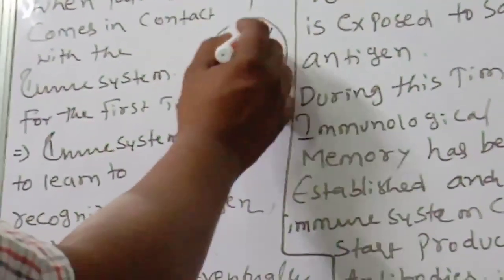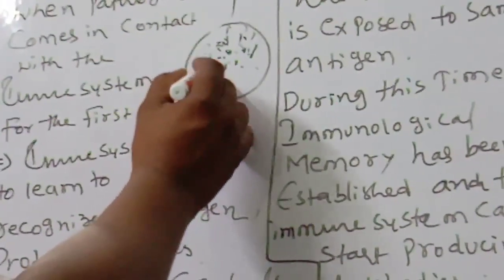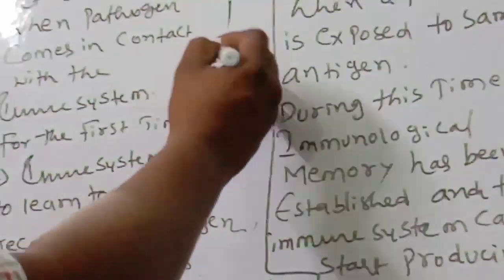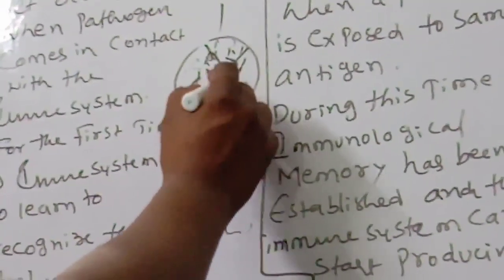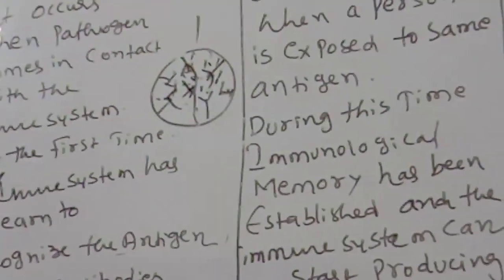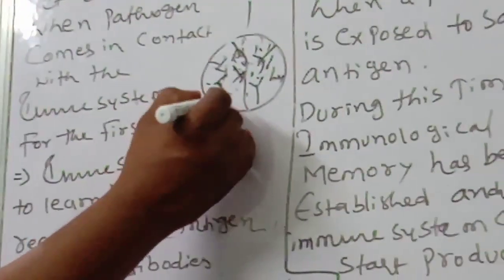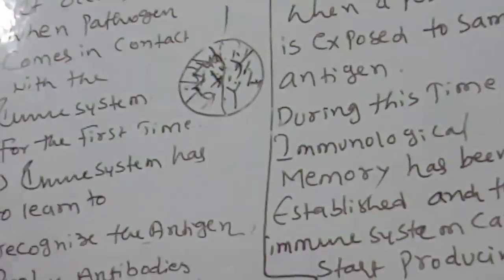First is learning. What is the nature of that antigen? Everything they will learn. Then slowly what will they do? They produce antibodies against it, and they eventually produce memory lymphocytes. Memory lymphocytes also will be formed. The primary immune response is very slow and short-lived, but memory is there.